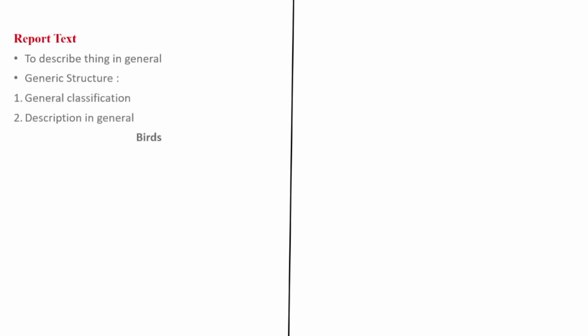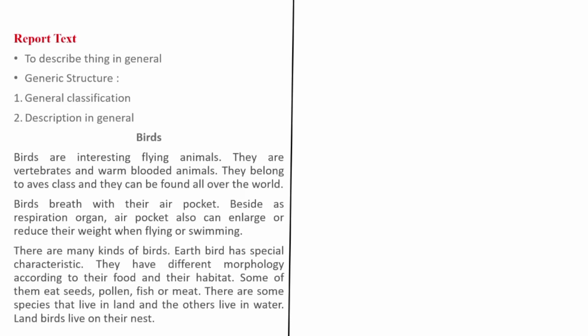Let's look at the difference in example. To describe things in general, the generic structure is general classification and description. In general, birds. Here we're talking about birds in general. The first paragraph is general classification. Birds are interesting flying animals. And the second and the third are the description.